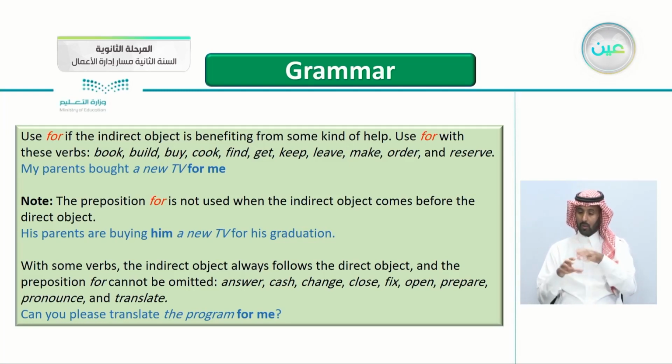With some verbs, the indirect object always follows the direct object, and the preposition for cannot be omitted: answer, cast, change, close, fix, open, prepare, pronounce, and translate. Can you please translate the program for me? So here we cannot omit for.